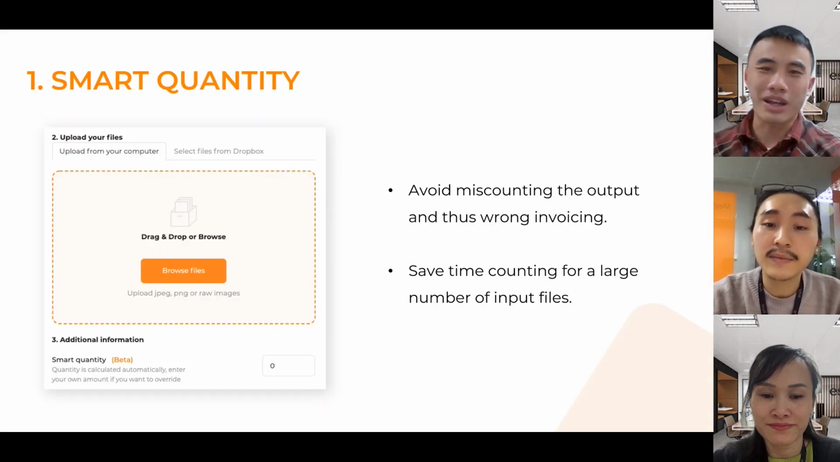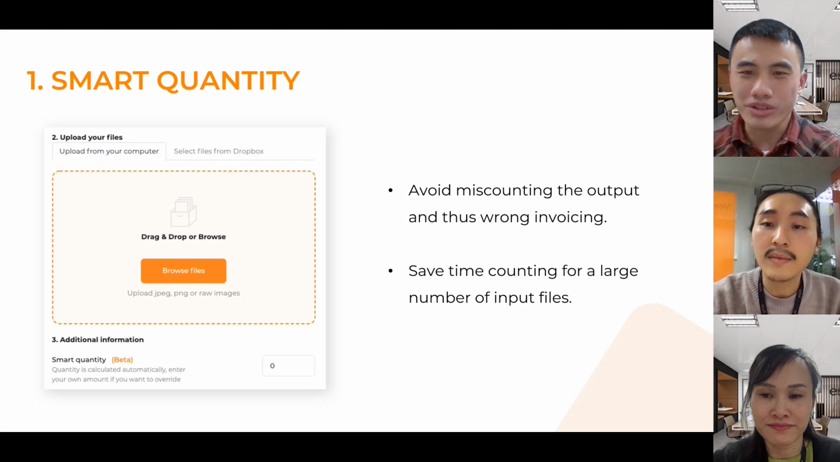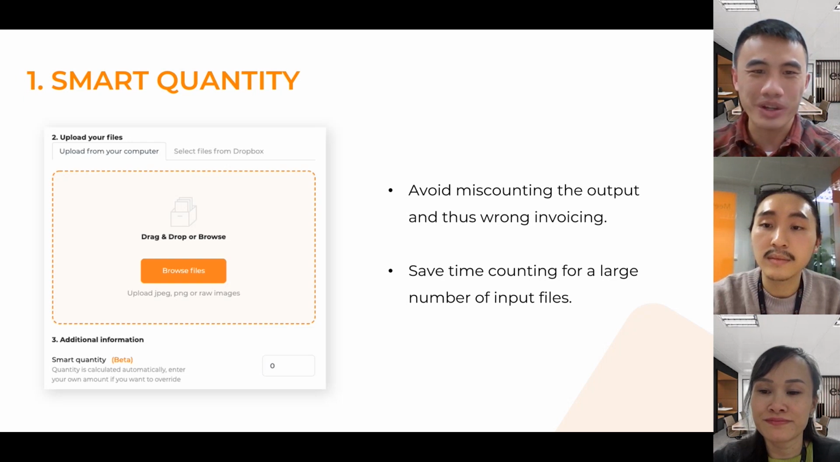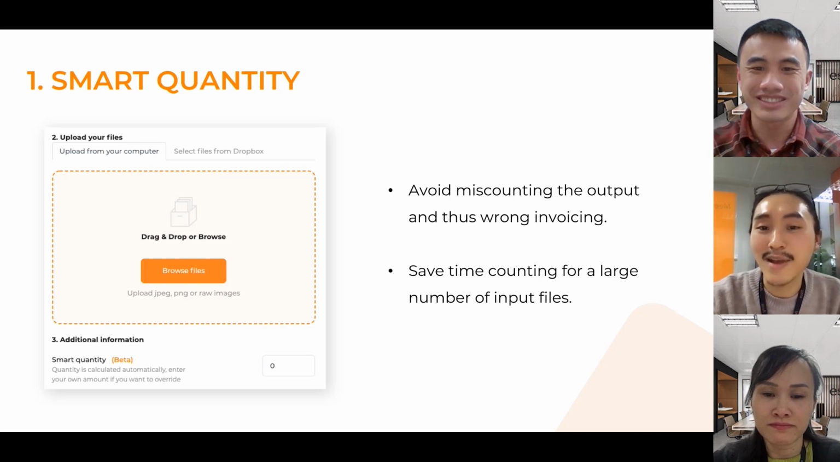Right. Now when clients upload multiple exposure orders, we count the number of edited photos to charge them. In the past, we have seen cases where clients miscount the output number and so we mischarged them. Oh yeah, that's not the best. So what have we done to help them avoid it?